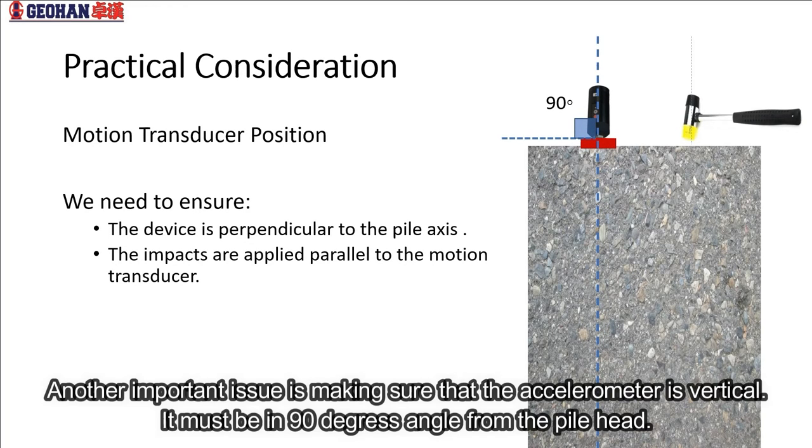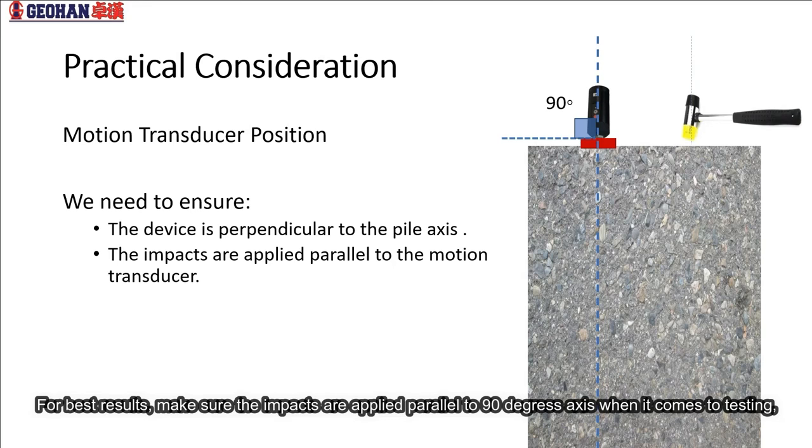Another important issue is making sure the accelerometer is vertical. It must be at a 90 degree angle from the pile head. For best results, make sure the impacts are applied parallel to the 90 degree axis when it comes to testing.